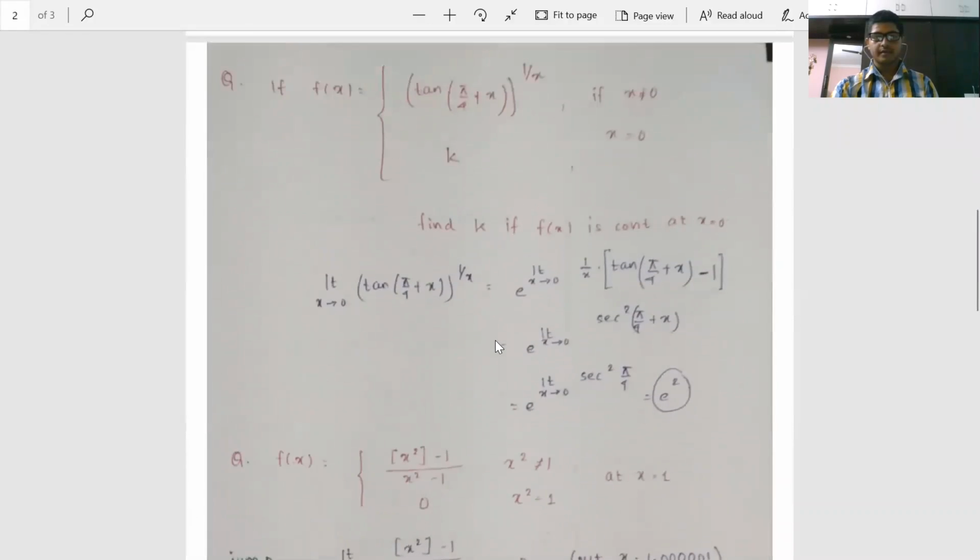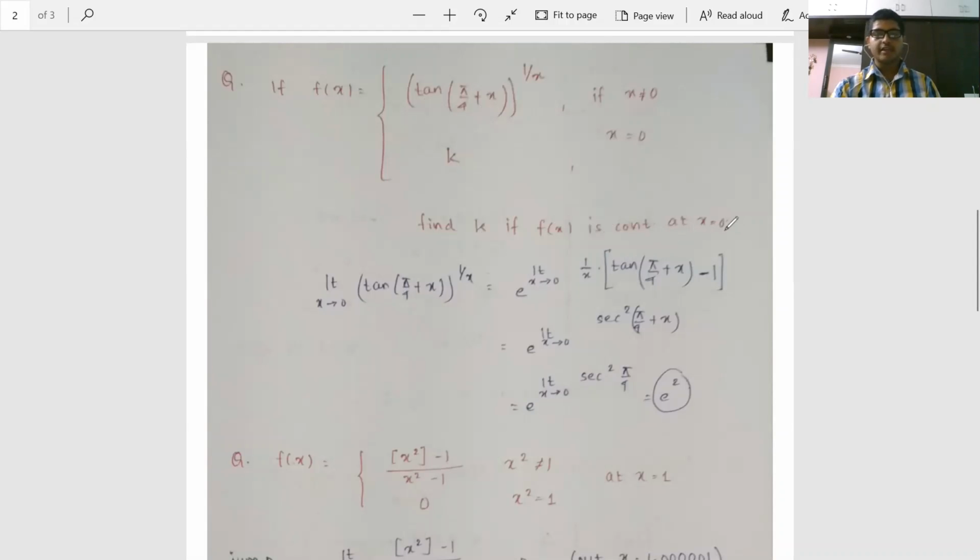Okay, so here you can see the question. If you want, just take a pause and then you can also solve the question. Let me read out the question. If f(x) equals (tan(π/4 + x))^(1/x) if x is not equal to 0, and it is equal to k, a real value, when x is equal to 0, then you have to find k, given f(x) is continuous at x equal to 0.